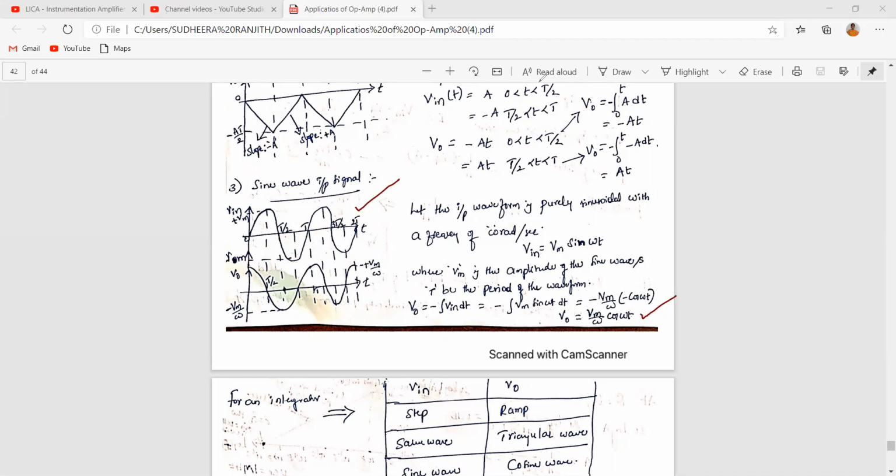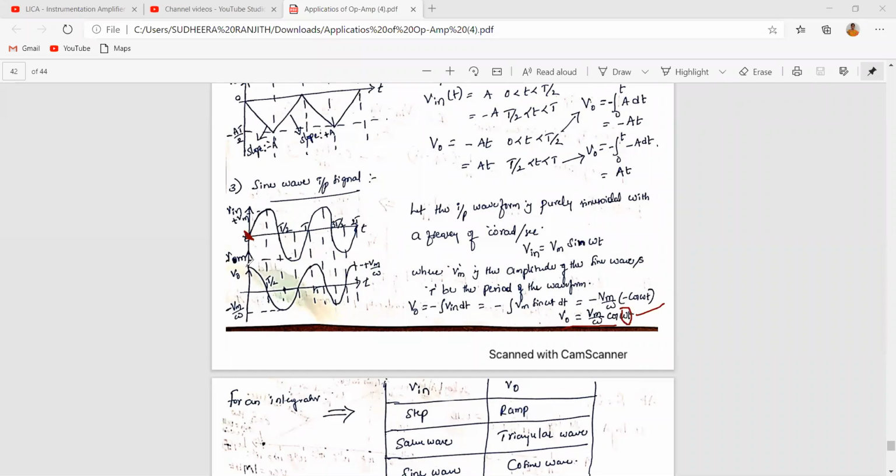Now we'll plot this one like this. If you observe, this is the 0 position, right? If we place 0 here, t equal to 0, what is the output here? Vm by omega, sir. Cos 0, how much? 1, sir. 1. Vm by omega.